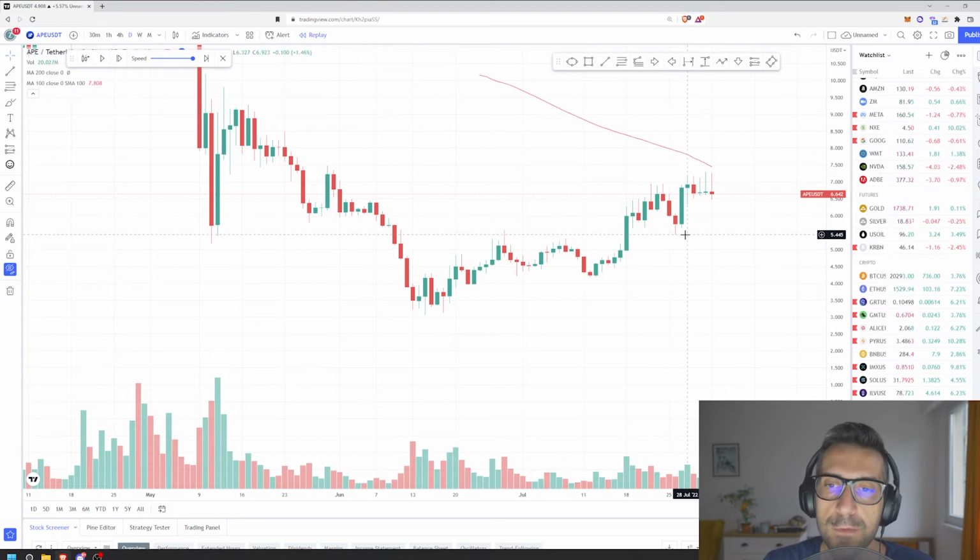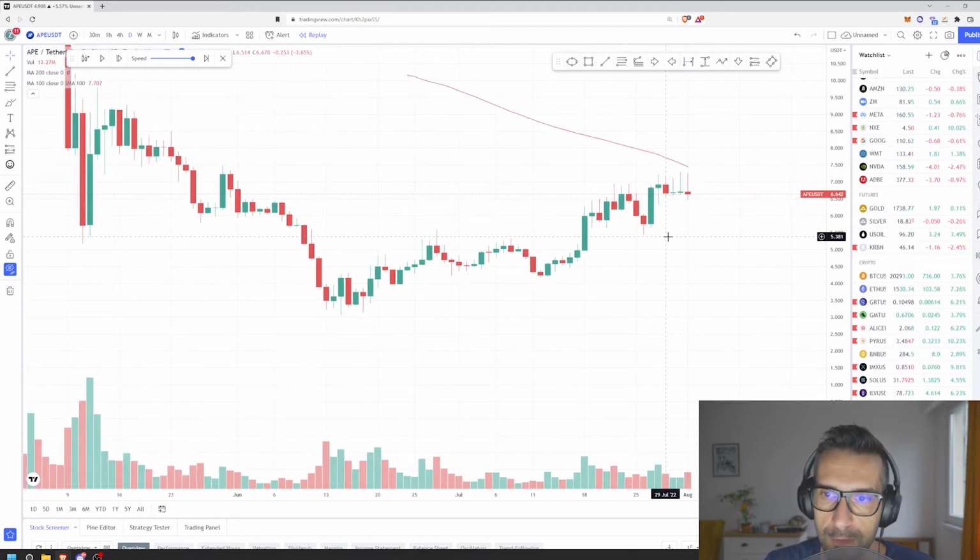We see retests to confirm this breakout level, this support level around $5.50, and it continued on its way upwards.